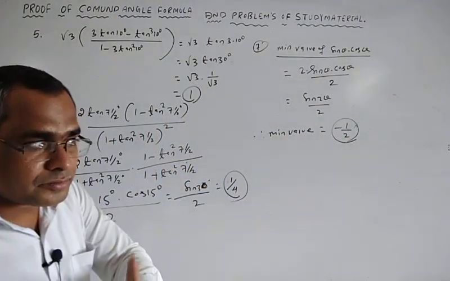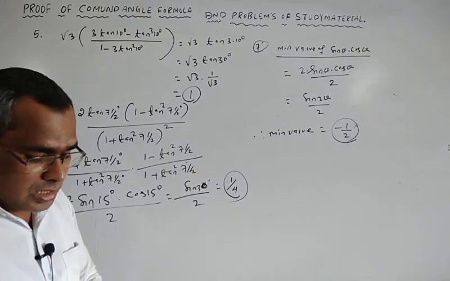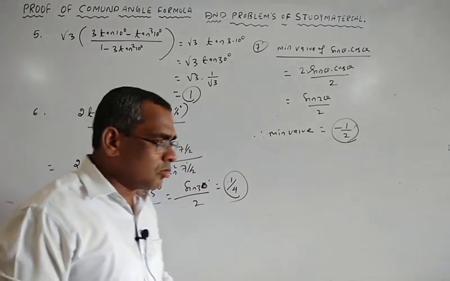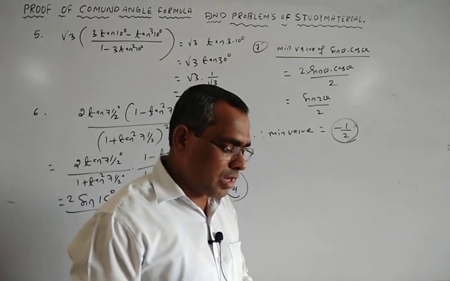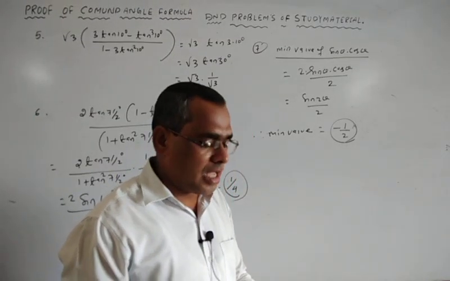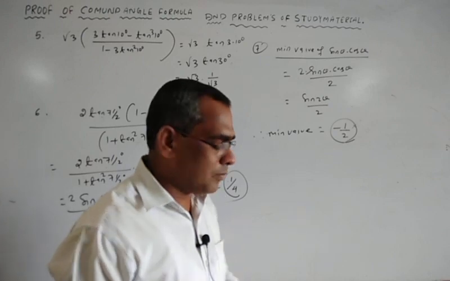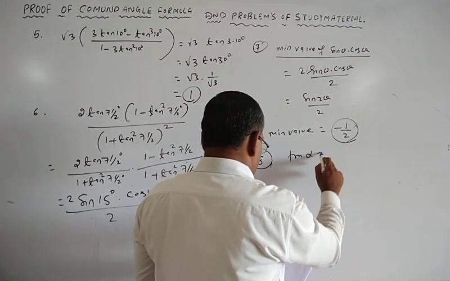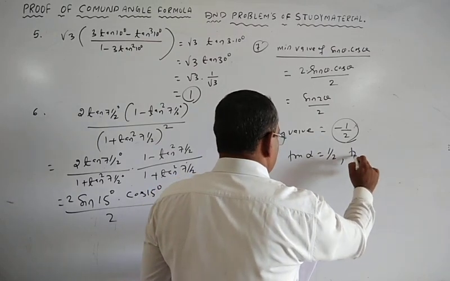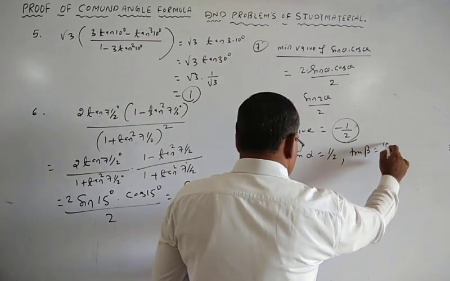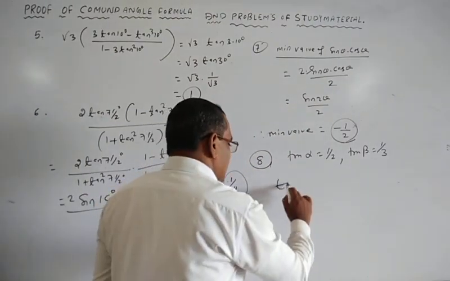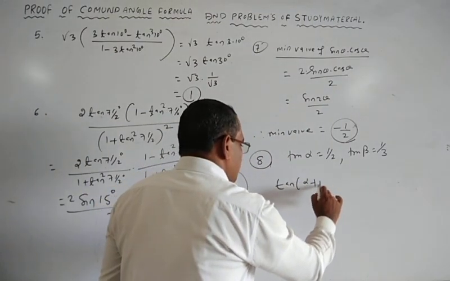Okay, do you understand? Next, number 8. Here tan alpha is equal to 1/2, tan beta is equal to 1/3. Then find alpha plus beta. So how can you determine tan of alpha plus beta? To find alpha plus beta, you take tan of alpha plus beta.